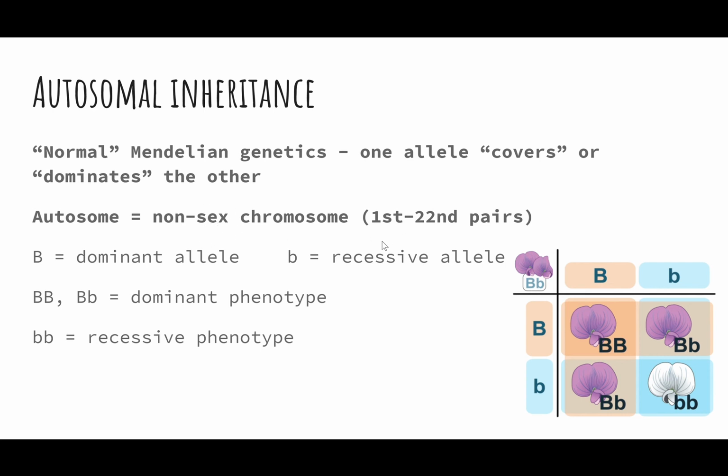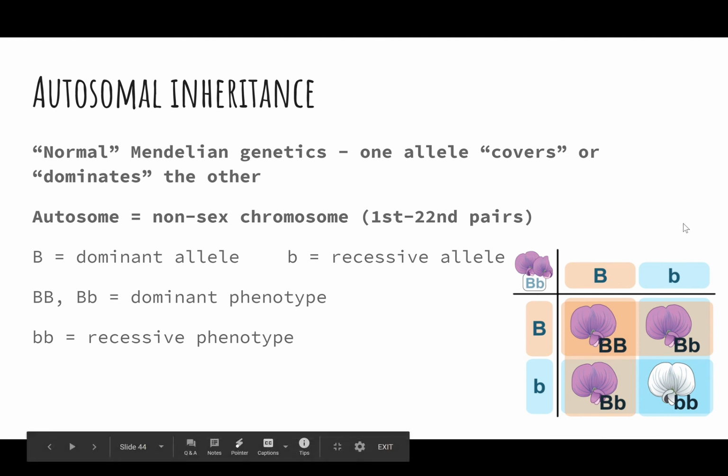So it's the first 22 pairs of chromosomes. They're not the sex chromosomes. It's only the last, 23rd pair that's sex chromosomes. And so genes that we will find on those chromosomes are going to act independent of whether the individual is male or female. And so we can call that autosomal inheritance. And you can think of this kind of Punnett square.